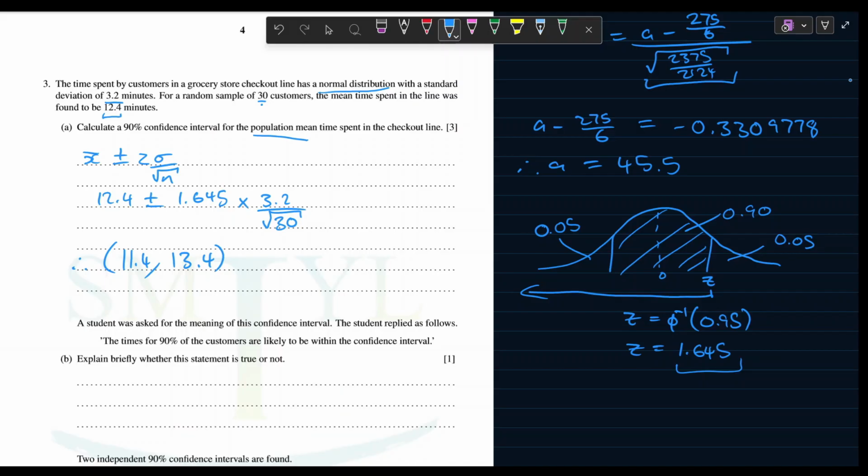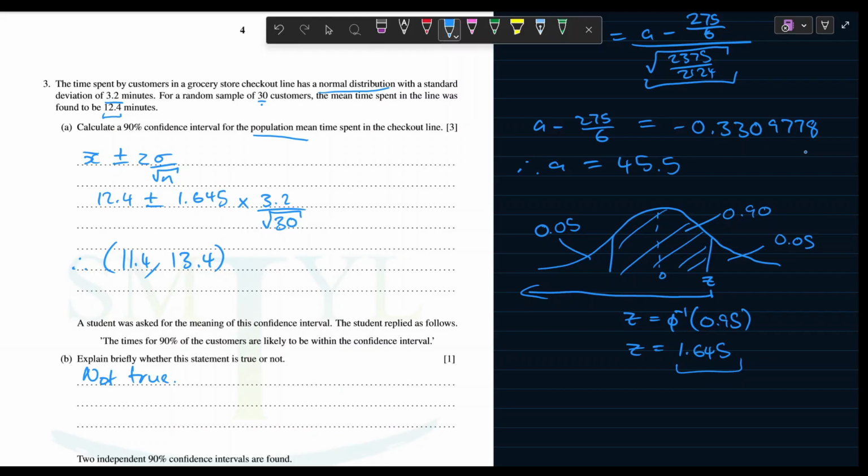Now we're told that a student was asked for the meaning of this confidence interval. The student replied as follows. The times for 90% of the customers are likely to be within the confidence interval. Part B. Explain briefly whether the statement is true or not. So it is not true.